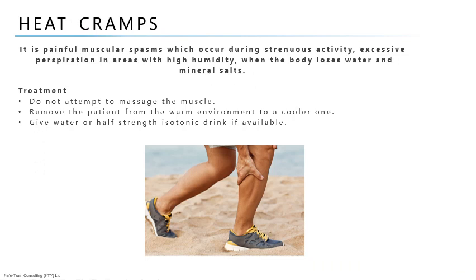Heat illnesses. Heat cramps. These are painful muscular spasms, which occur during strenuous activity, excessive perspiration in areas with high humidity, when the body loses water and mineral salts. Treatment. Do not attempt to massage the muscle. Remove the patient from the warm environment to a cooler one. Give water, or half-strength isotonic drink if available.